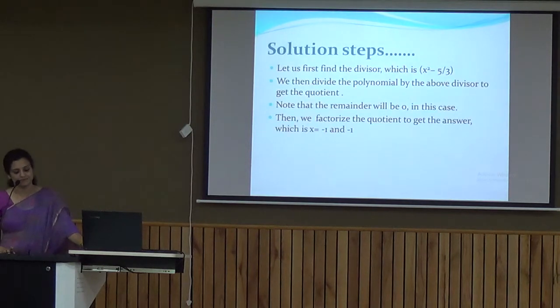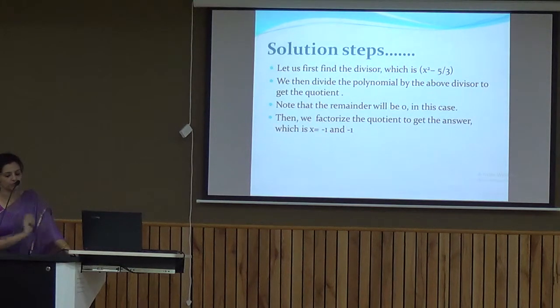See, solution steps. Let us first find the divisor, which is x squared minus 5 by 3. Now, how did we get x squared minus 5 by 3? Yes, x minus first zero, x minus second zero, x minus root 5 by 3, x plus root 5 by 3. Then we divide the polynomial by the above divisor to get the quotient. Note that the remainder will be 0 in this case. Why? Yes, because it's given that there are two factors and we are dividing by those two factors.